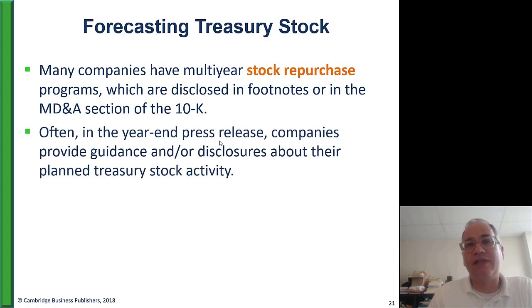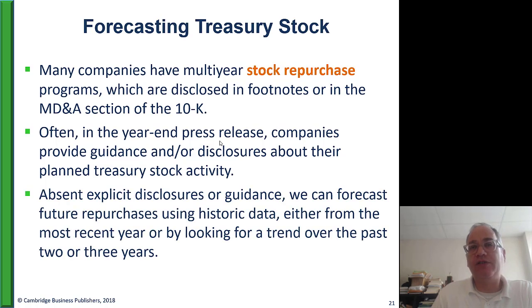So many companies have stock repurchase programs, and so they'll tell you how much stock they expect to buy back as treasury stock. That's the number that you would plug into your forecast, and it would be a subtraction from common stock and paid-in capital. If you don't have guidance like that, look and see what the company has done in the past. And if the company buys a certain amount of treasury stock back every year, oftentimes companies do that in order to pay stock option compensation, then use the same number again going into the future year.